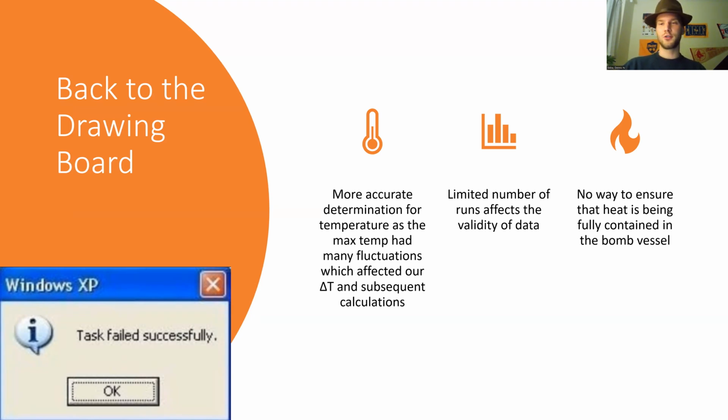Also, due to our great efficiency in the lab, we were only able to obtain 2 runs for CDDT and cyclohexane. If we were able to get maybe 5 runs, this would give us more validity with our data, but 2 runs doesn't give us much accuracy. Also, there's no way to ensure that the heat being given off by the CDDT or cyclohexane is being fully contained in the bomb vessel. It could be being released in the bomb jacket or in the calorimeter, and there's no way of tracking that.